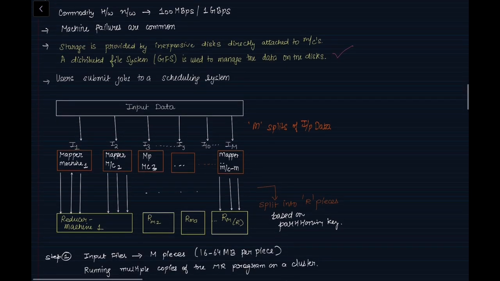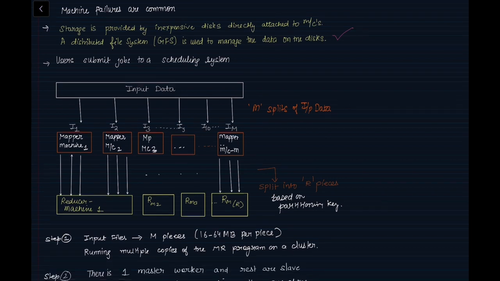Now, the user's job was to submit the MapReduce jobs to the scheduling system and define the mapper and the reducer operations. The input data was split into M splits, and these M splits were uniformly distributed among the different mapper workers. Let's say that we have mapper machines 1, 2 till M, and we are giving one piece of input data to each mapper.